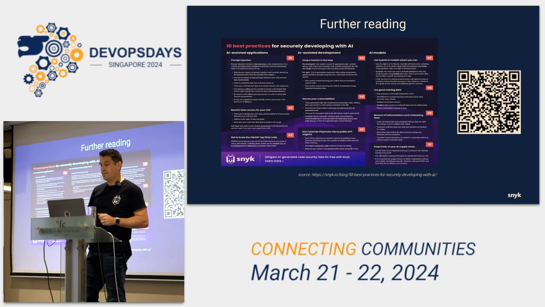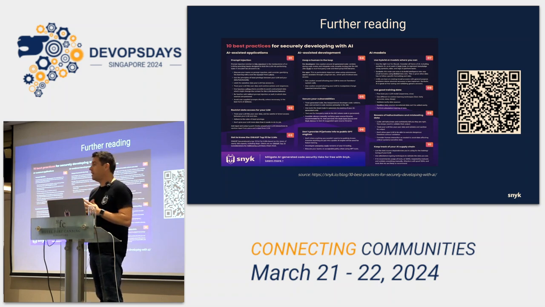That's it. If you want to read more about this, I'll leave this up for a bit. You can scan the QR code. But what we've got in there is just some tips around securing your code when you develop with AI, and also the OWASP top 10 LLM vulnerabilities down there as well. That's kind of interesting. This is the new class of vulnerabilities like prompt injection, et cetera, that you should be aware of when developing AI applications.